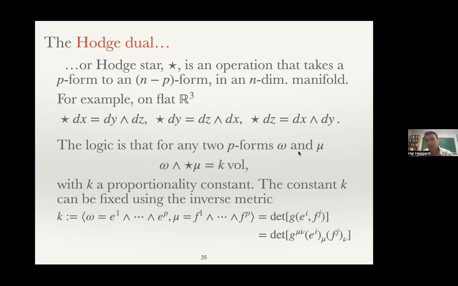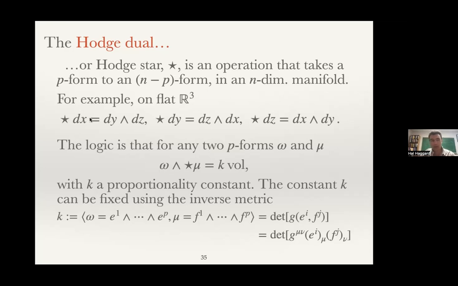You take two p forms, omega and mu, I've called them here, and you wedge omega with star mu. Well, omega was a p form, and mu was a p form, so star mu is an n minus p form. When we wedge a p form with an n minus p form, we're going to get a total n form. And n forms, well, the most natural n form around is the volume form. So the idea of the Hodge star is to require that this wedge gives a multiple k of the volume form. That's the definition of the Hodge star.